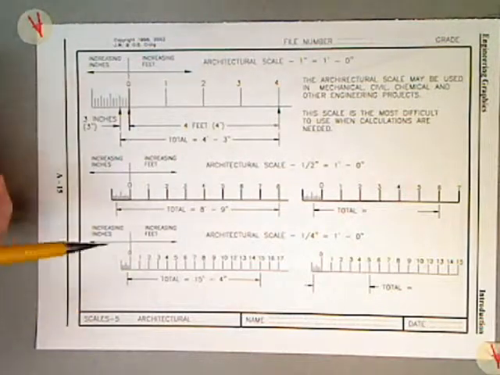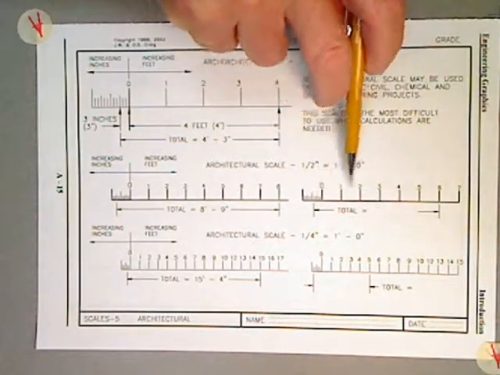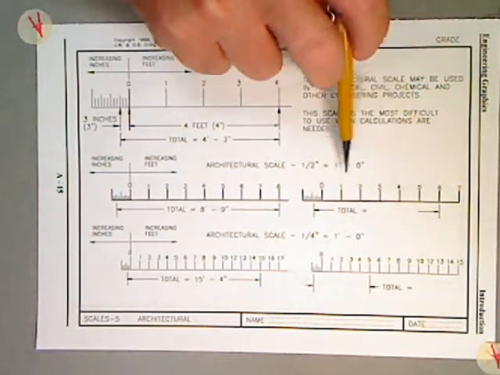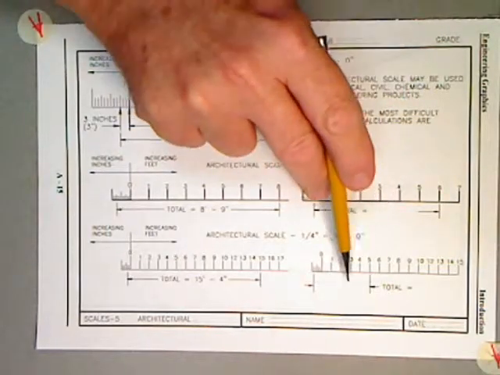So your job is really quite simple on this sheet, is just to simply look at the measurements, find the foot mark and the inch mark, interpret it, and write the answer.